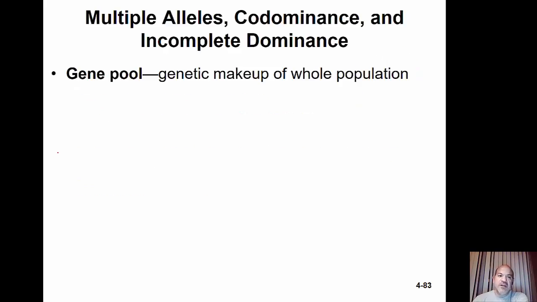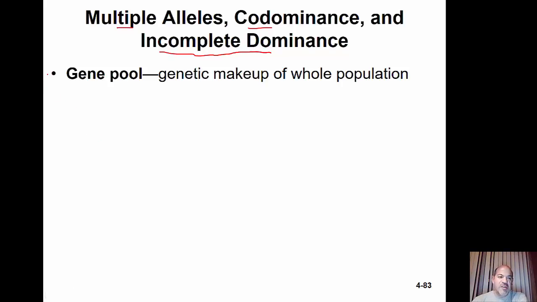Now we're going to talk about the concept of multiple alleles, where you have more than one type of allele for a gene, more than 2, not just 2 different alleles. So we'd call that multiple alleles. Another idea, codominance and incomplete dominance, which we already covered before, so we're familiar with those concepts.